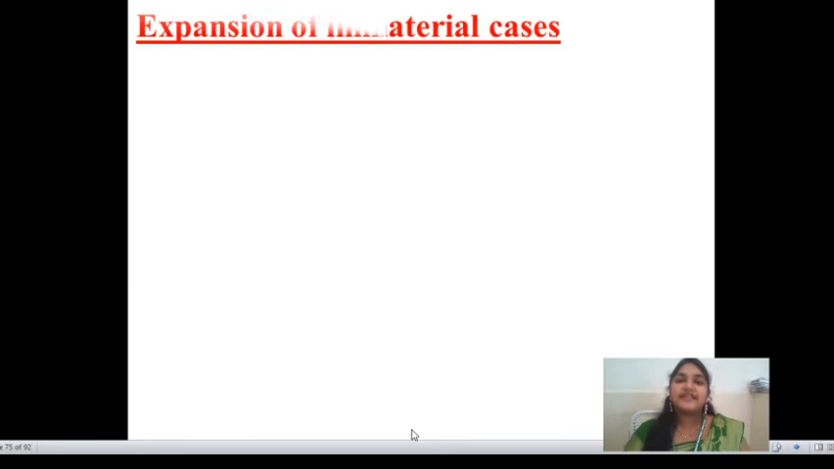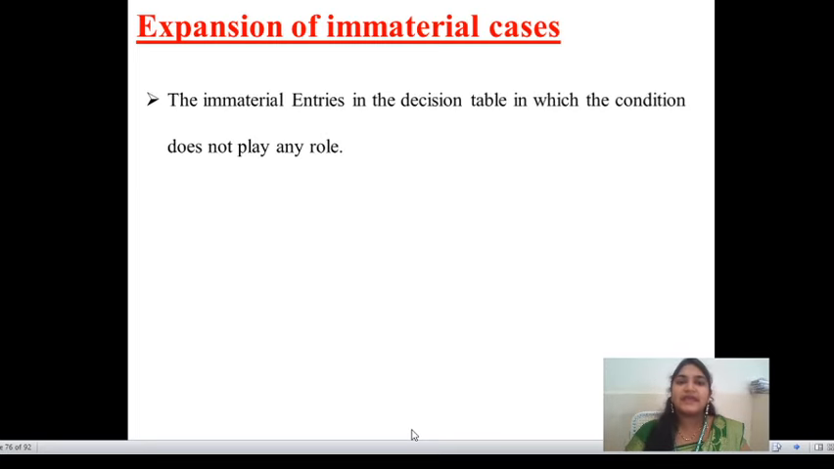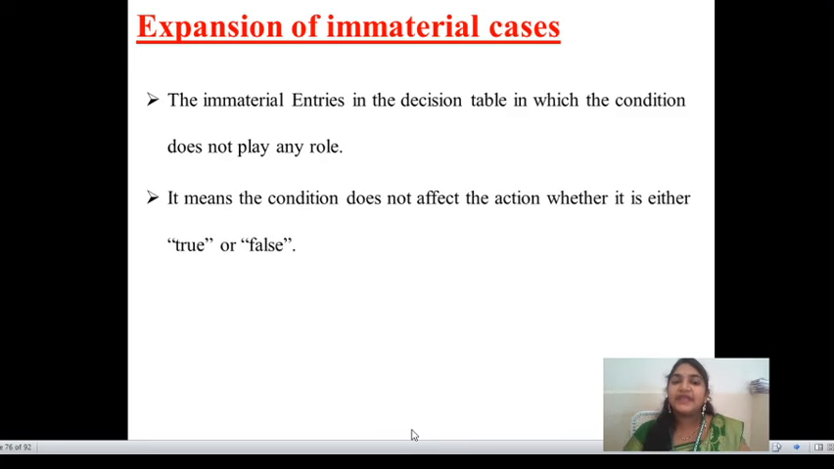Next, expansion of immaterial cases. First, what is meant by immaterial cases? An immaterial case is a no operation; it doesn't play any role. An entry in the decision table in which the condition doesn't play any role is denoted by I, the immaterial case, which performs no operation. It means the condition doesn't affect the action whether it is true or false. It is denoted by I in the decision table.